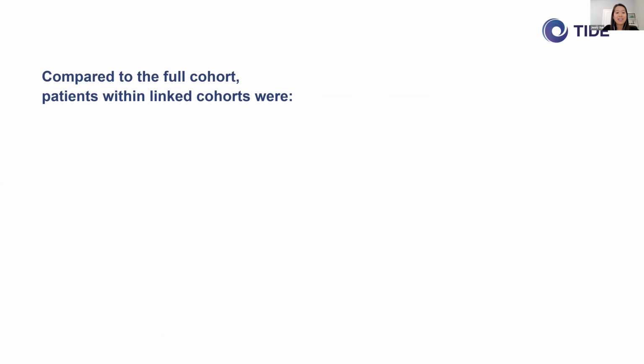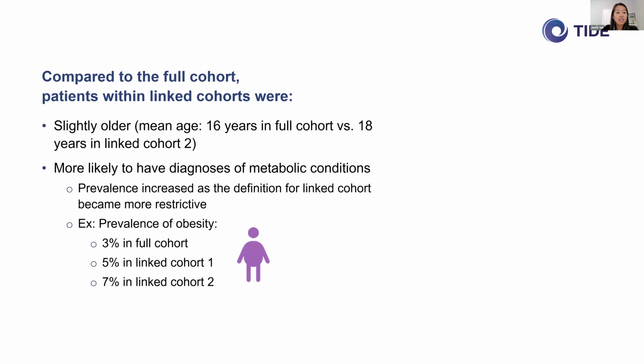Compared to the full cohort, patients within the linked cohorts were slightly older and more likely to have diagnoses of metabolic conditions, with the prevalence increasing as the definition for linked cohort became more restrictive. For example, the prevalence of obesity was 3% in the full cohort, but increased to 7% in linked cohort 2. But for all other measured characteristics, the distribution was similar within the respective linked cohorts compared to the full cohort.